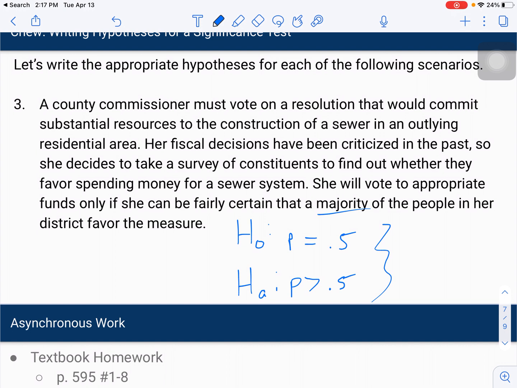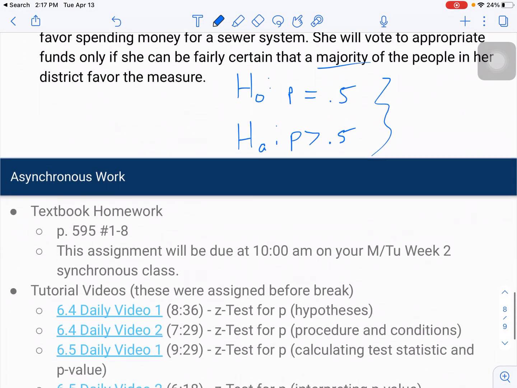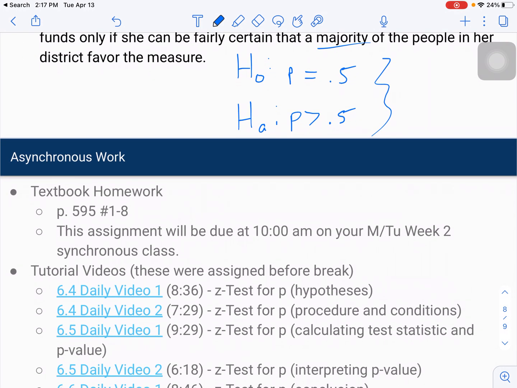Okay, so that's basically what you're going to be doing in this problem set: you're going to be writing hypotheses. You're also going to be looking at a few hypotheses that have already been written and evaluating them. So that brings us to the textbook homework. This is in Schoology. On page 595, we're doing problems 1 through 8. Just because we have a shortened class period this week, there's not a whole lot of material on this assignment, but I did want you to get working on a little bit of this significance test work.